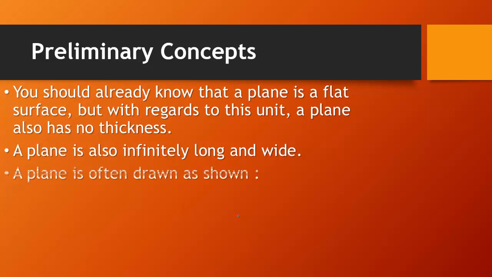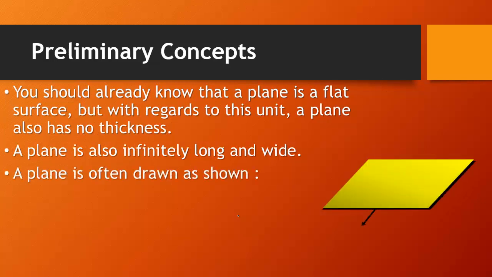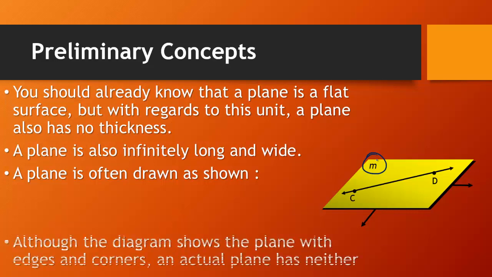Lengthwise and widthwise. Okay, it's often drawn like this. The arrows represent the plane going on in both directions forever. If you have a line drawn on there, you'll be told that points are on a plane, and if you see a line connecting those points, you can also assume that that line is on the plane. Sometimes you'll see a letter in the corner. That's just another way to name the plane. And although the diagram shows a plane with edges and corners, an actual plane has neither.